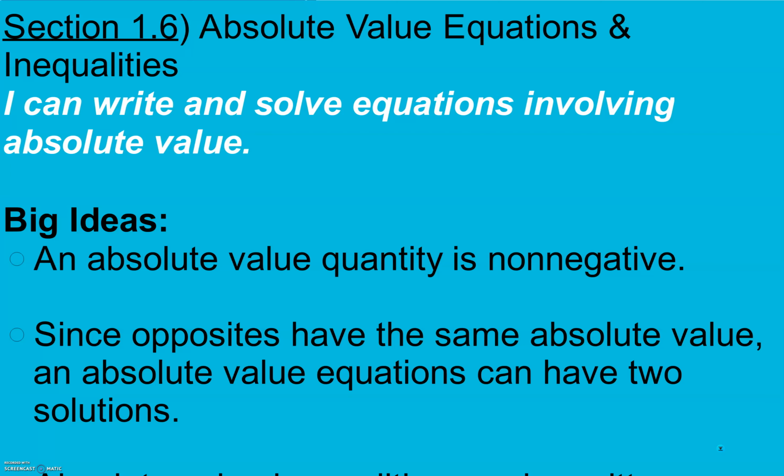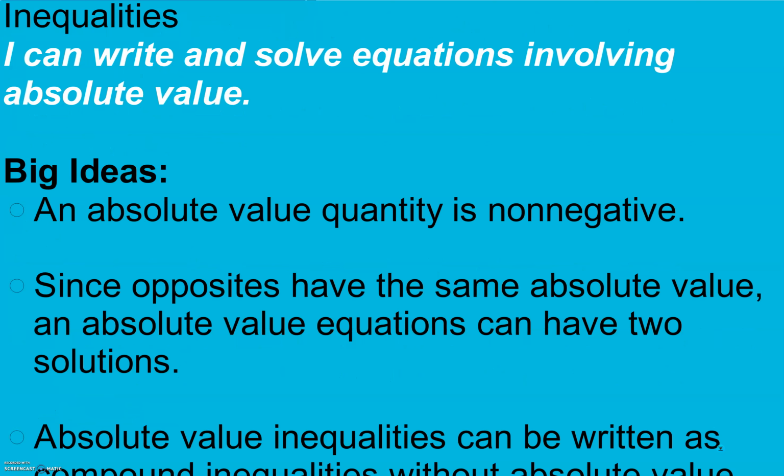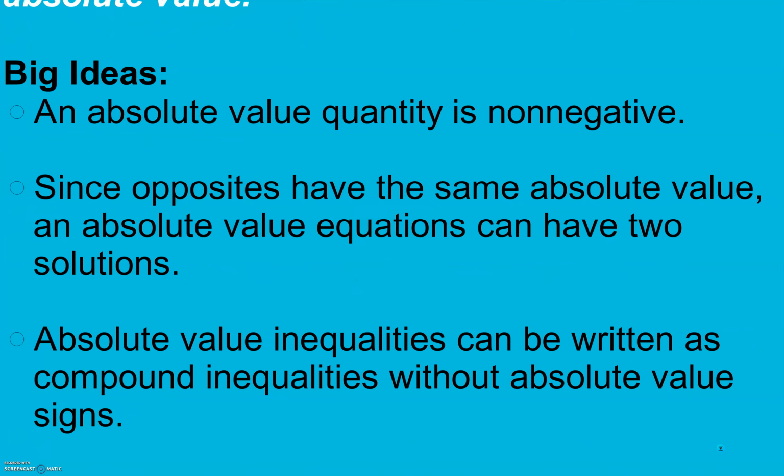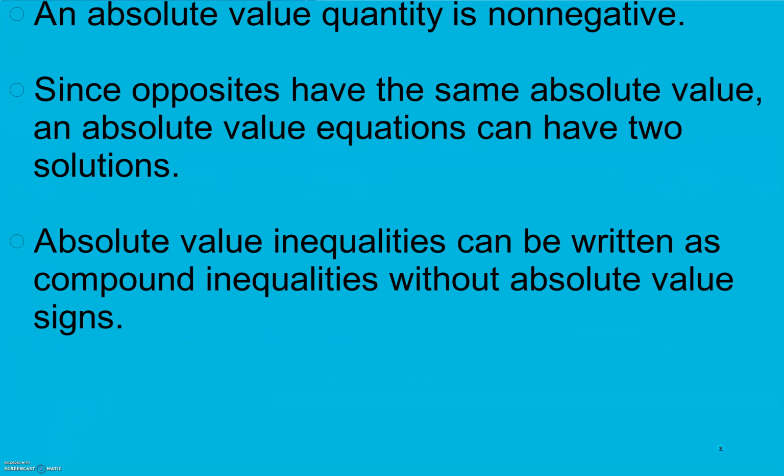An absolute value quantity is non-negative. Since opposites have the same absolute value, absolute value equations can have two solutions. Absolute value inequalities can be written as compound inequalities without absolute value signs.